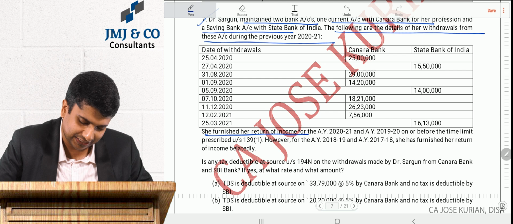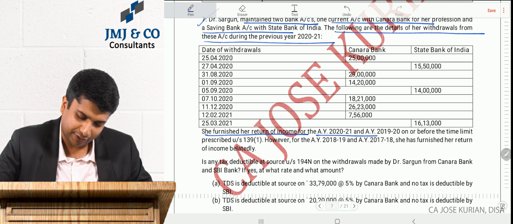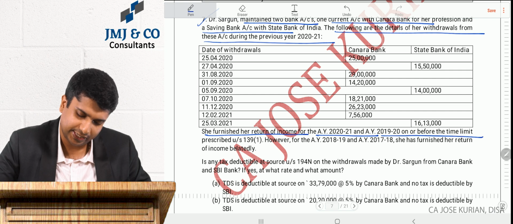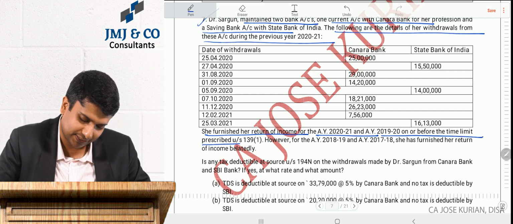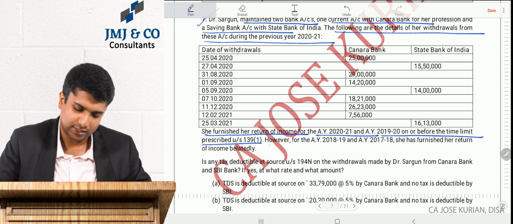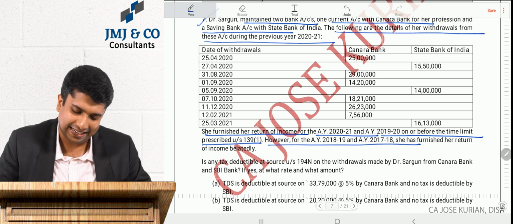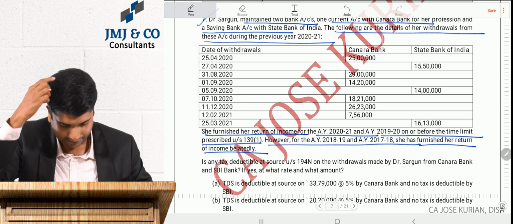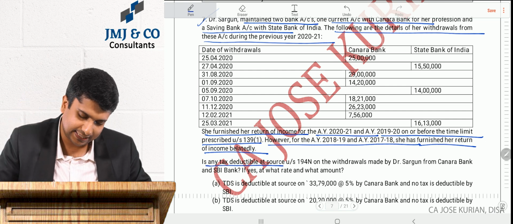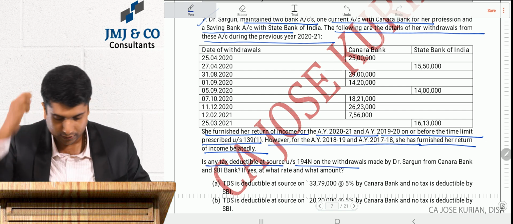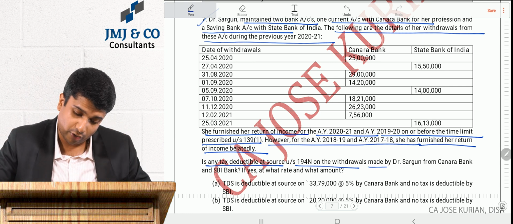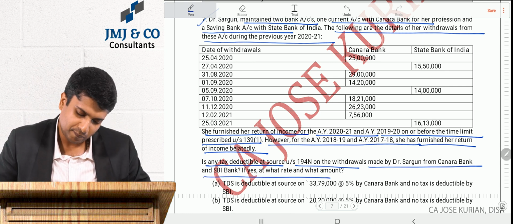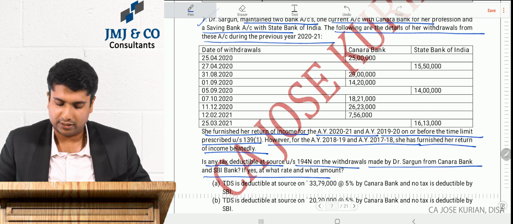So she furnished a return of income for assessment year 2021 and assessment year 1920 on or before the time limit prescribed under 139 subsection 1. However, for assessment year 18-19 and 17-18, she has furnished a return of income belatedly. Is any tax deductible at source under 194N on withdrawal made by Dr. Sargun from Canara Bank and SBI? If yes, at what rate and what amount?